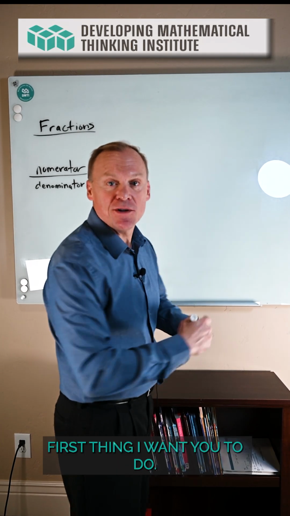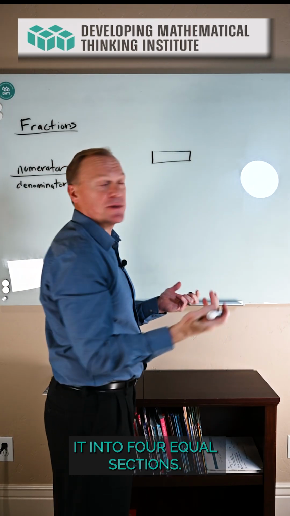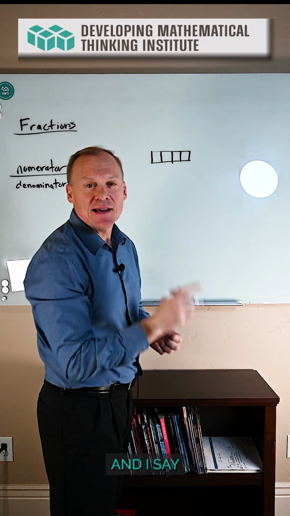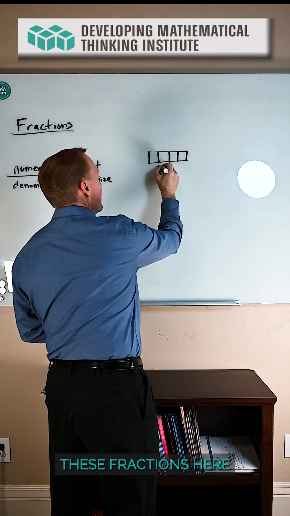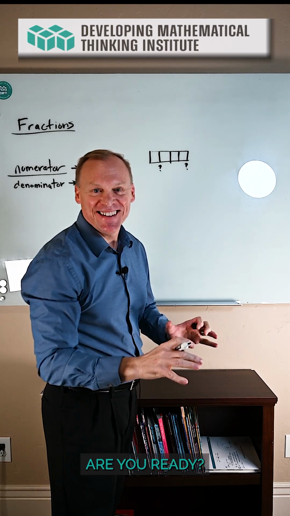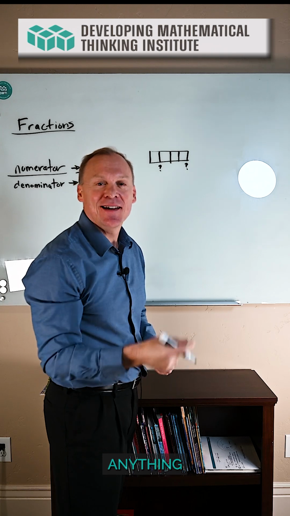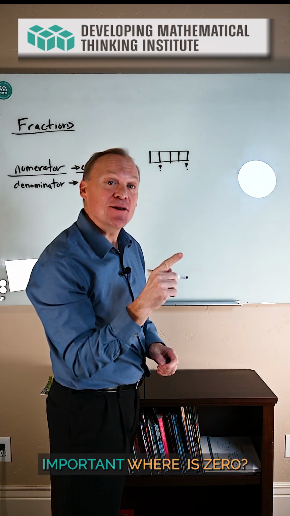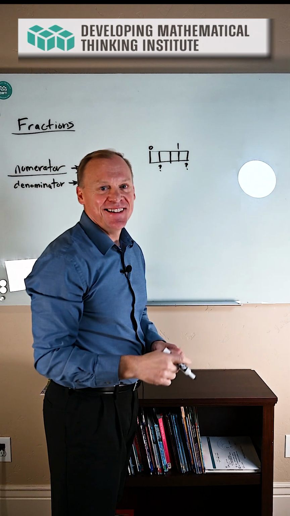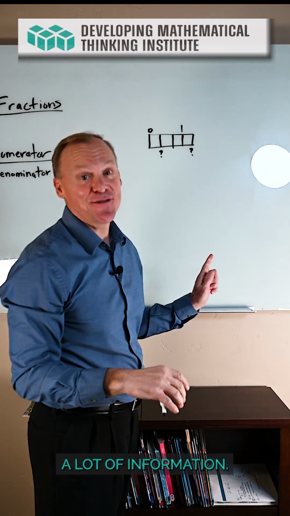Okay, first thing I want you to do is draw a rectangle, and I want you to partition it into 4 equal sections. This is exactly what I do with kids. And I say, I want you to label these fractions here and here. Are you ready? And a lot of them just start labeling it, and I said, well, do you need to know anything? Important. Where's 0 and where's 1? I use this with 3rd graders through 6th graders, and this gives me a lot of information.